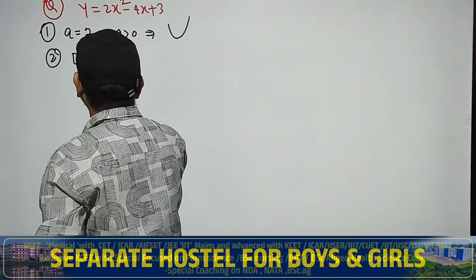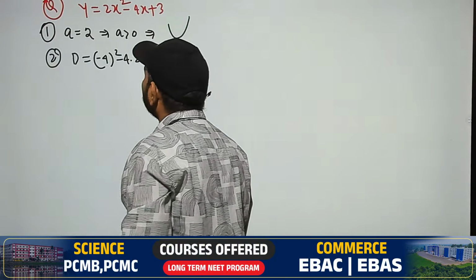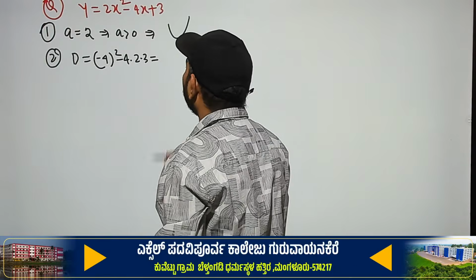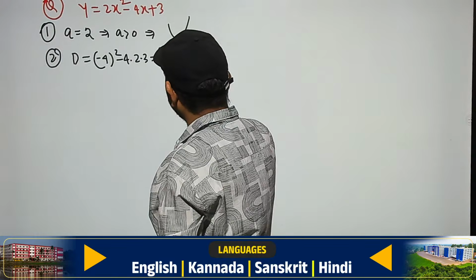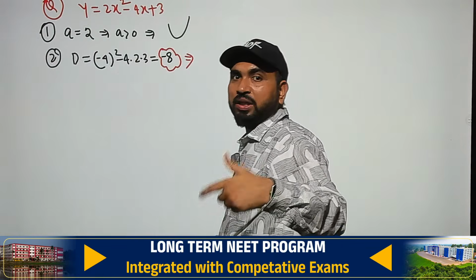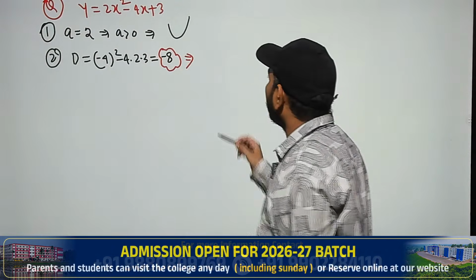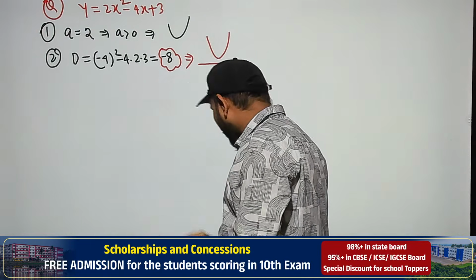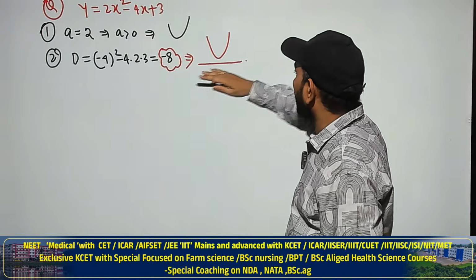Second step is D. D is equal to minus 4 whole square, minus 4 into 2 into 3. How much is it? 16 minus 24, minus 8. Now D is negative. D negative means no touching, no cutting. Means the graph looks like this only, no touch, no cut with the x-axis.